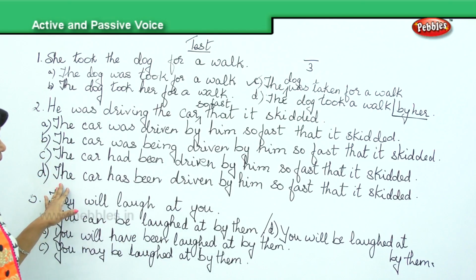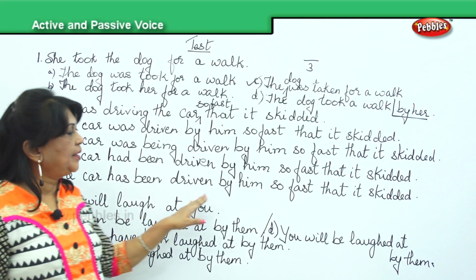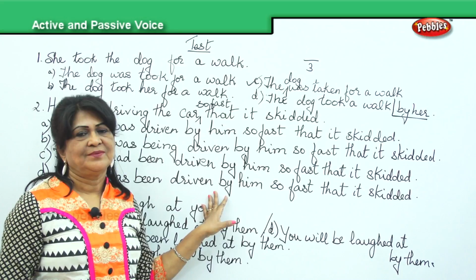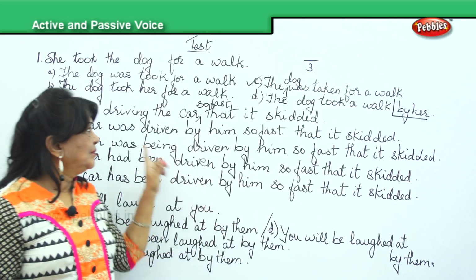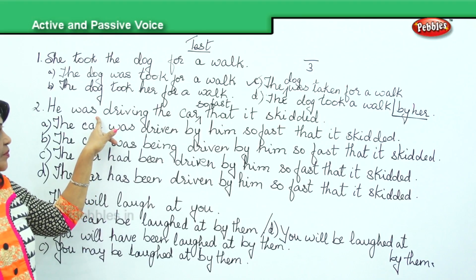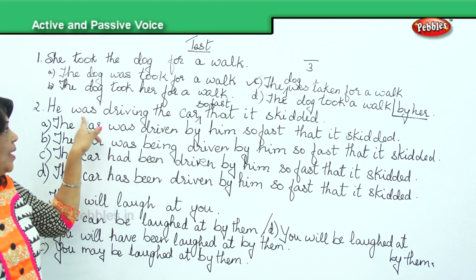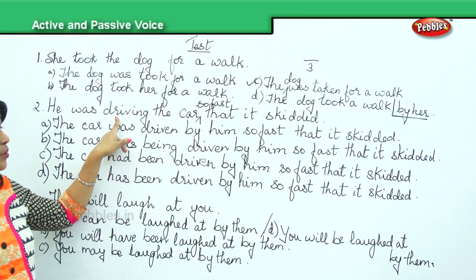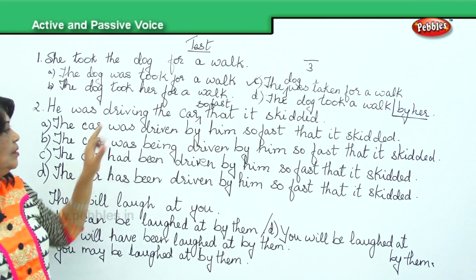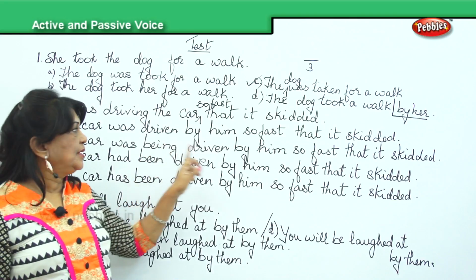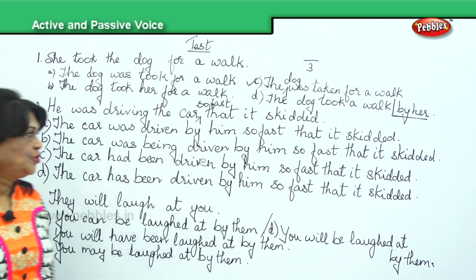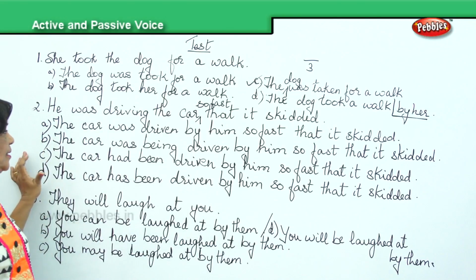The car has been driven by him so fast that it skidded. Think now. Continuous tense, what did I tell you? Was driving is past continuous. So, was plus being plus driven by. This is the verb phrase, isn't it? So, this is the correct answer.